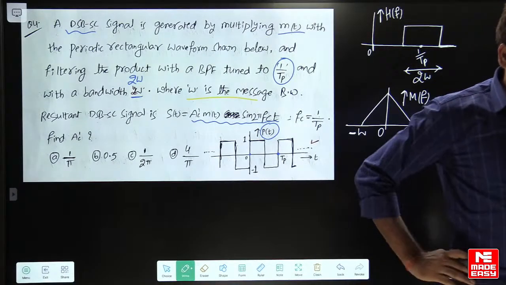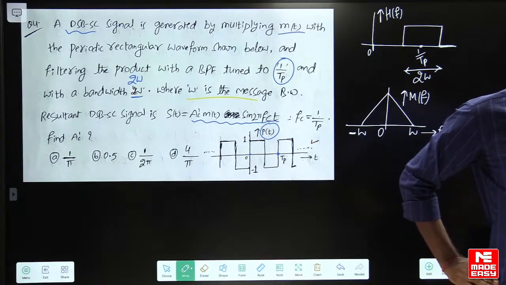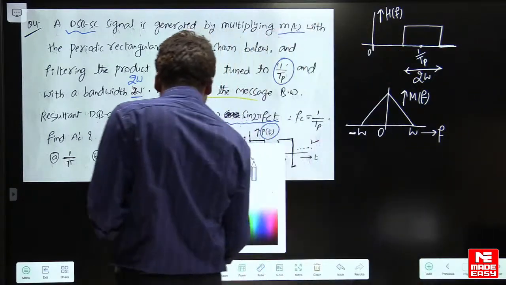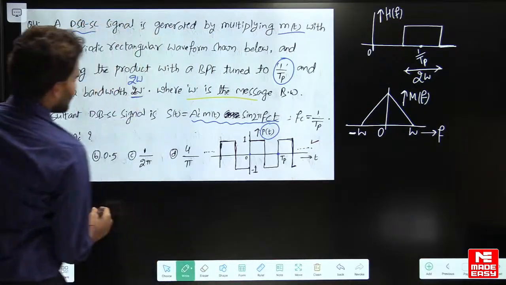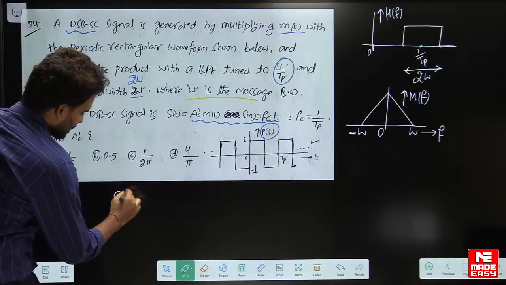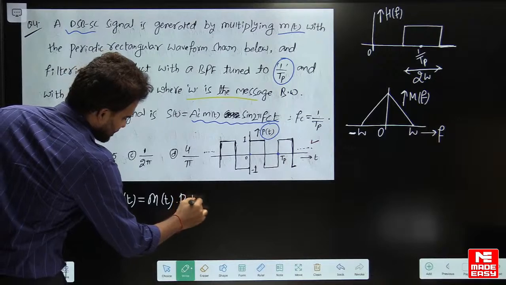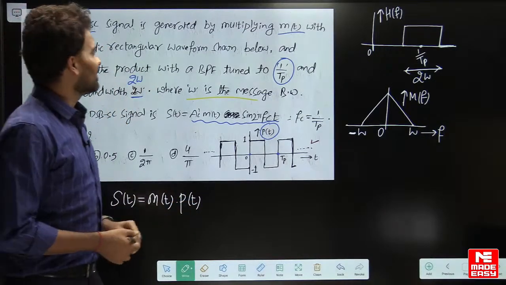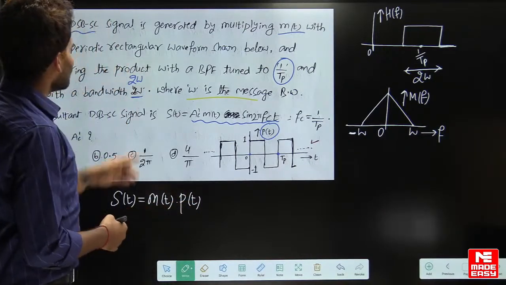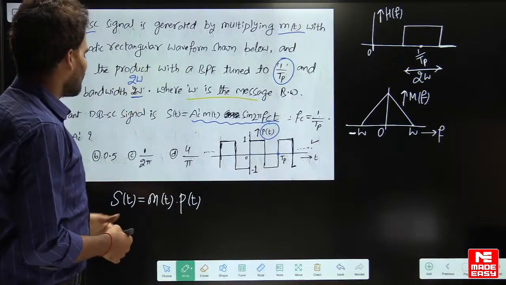So Amit is saying C and Suraj is saying D. Let's see. So here, the DSB-SC signal is obtained just by multiplying m(t) with p(t), the periodic waveform.